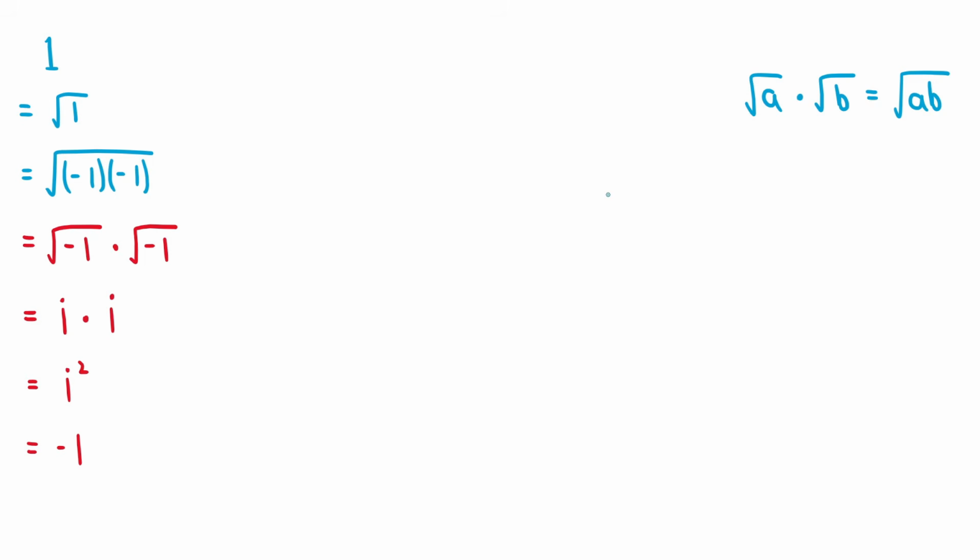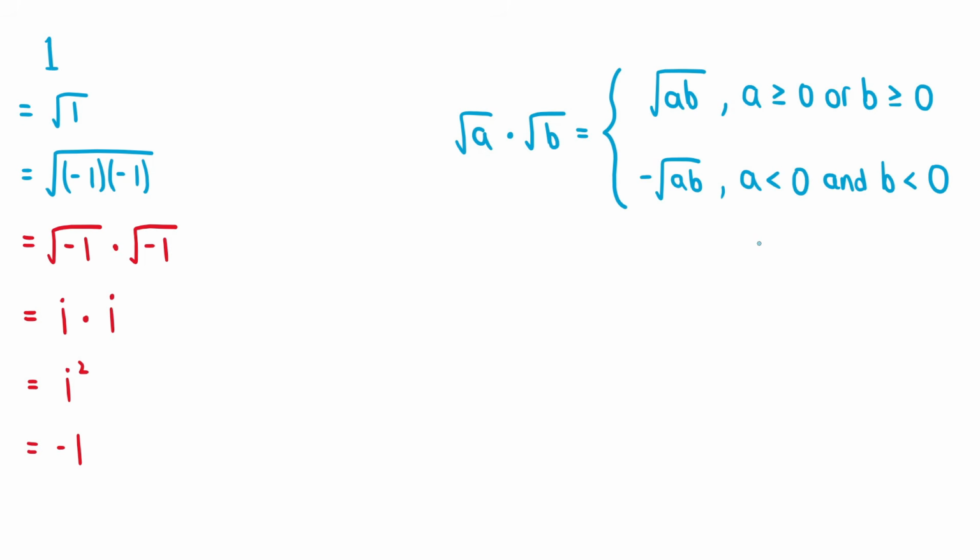I was using the property that square root of a times square root of b equals square root of ab, which actually has the nuance that it only applies if a and b are not both negative. It works if a and b are both positive, which is probably the form you're most familiar with, but it also works if at least one of a and b is positive, and the other one is negative. Where it breaks down is when a and b are both negative, which is what we have in this case.